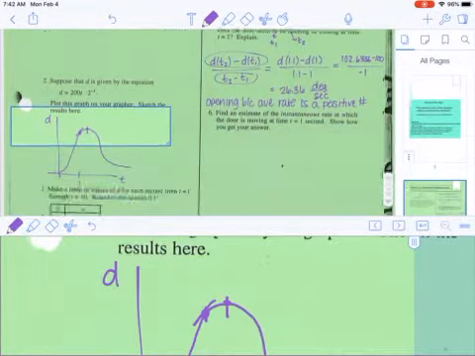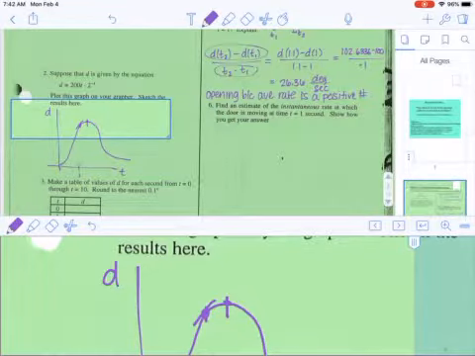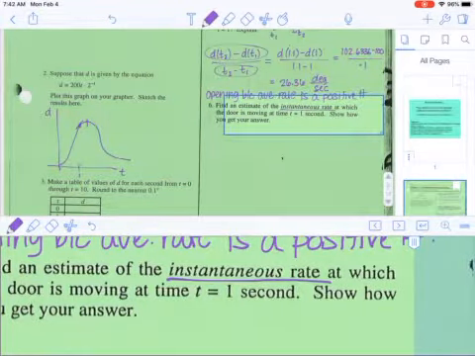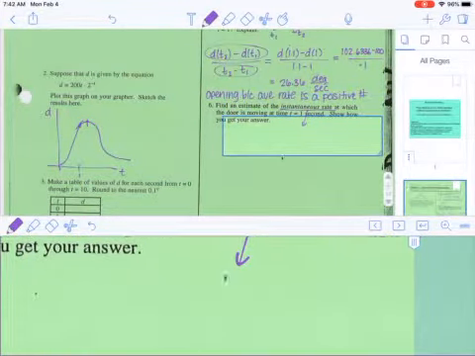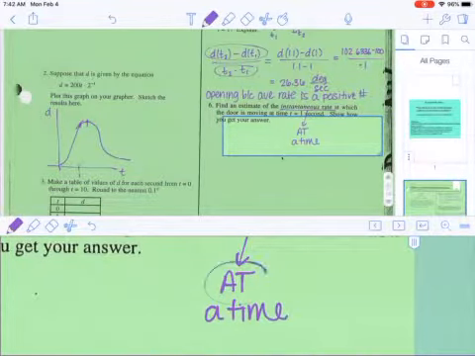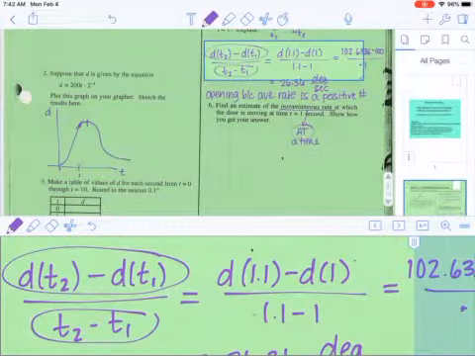All right, now for number 6, it says find an estimate of the instantaneous rate. Okay, so instantaneous rate is different than average rate. Instantaneous rate means at a particular time. So literally at a time. So not in a time interval, but literally at a time. So at t equals 1, what is it? As opposed to what is the average rate in this time interval around 1?